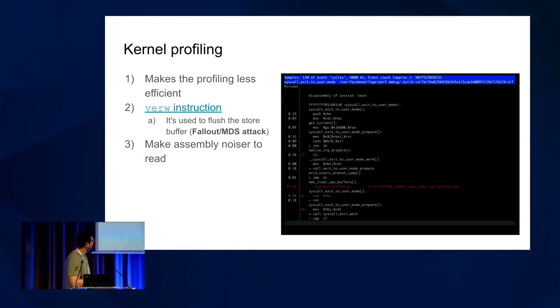So you are profiling. Unfortunately, the color here is not good, but 97% of the entry of the system call is spent on this single instruction. You look at it and say, I have no clue what this is, because this instruction was reused to flush some buffers during entry of the system call.